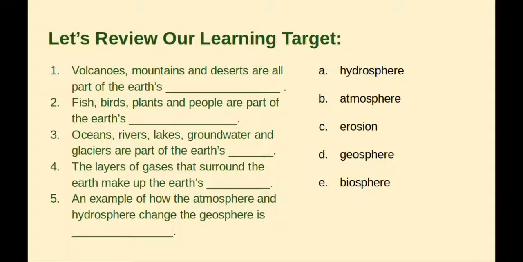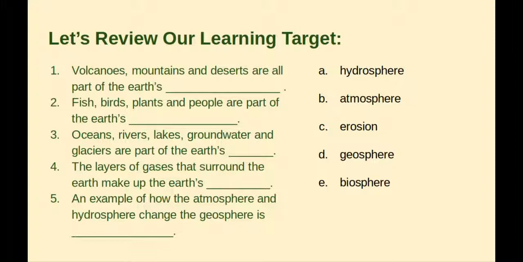Let's review our learning target. Choose the word that best completes each sentence. Number 1, volcanoes, mountains, and deserts are all part of the Earth's. The correct answer is D, geosphere. Number 2, fish, birds, plants, and people are part of the Earth's. The correct answer is E, biosphere.